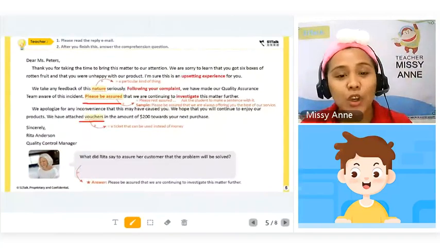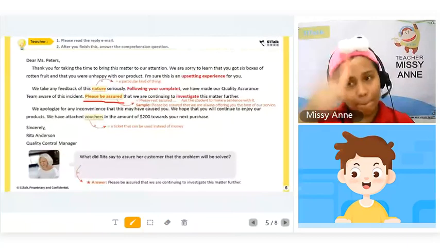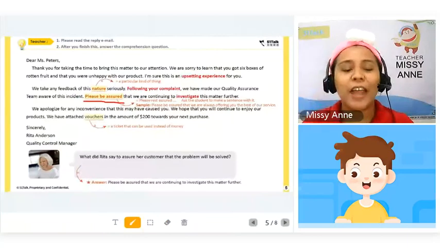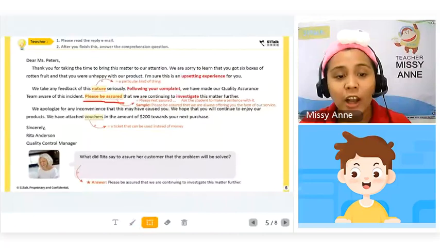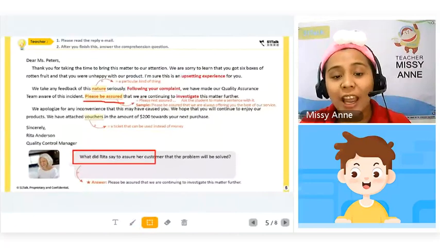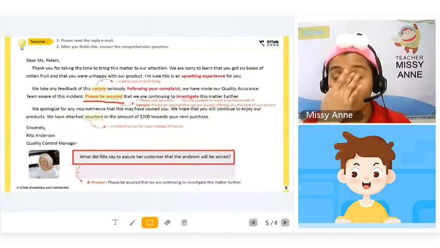Now let's try and use, can you use please be assured in a sentence? Please be assured that we will fix the problem as soon as possible. Very good. Okay, now let's try and answer the question. What did Rita say to assure her customer that the problem will be solved?